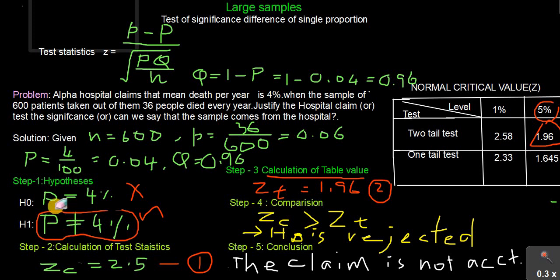Therefore the exact proportion of the population is completely different from the claim of 4% deaths in the hospital per year. Between these two a significant difference is there. Therefore the claim by the hospital that 4% deaths take place every year in this hospital is not accepted. Like this we have to take the problem and solve it.